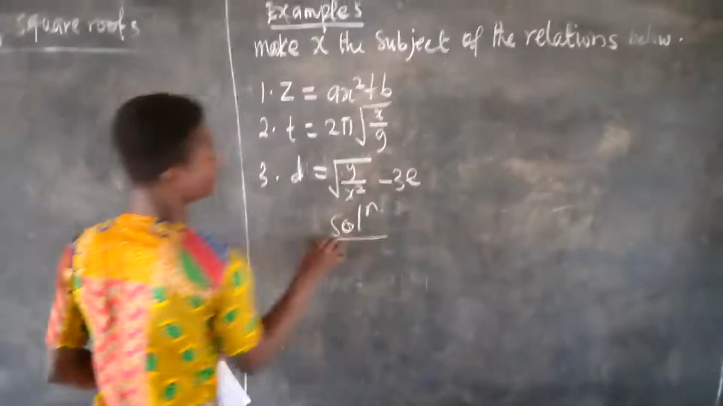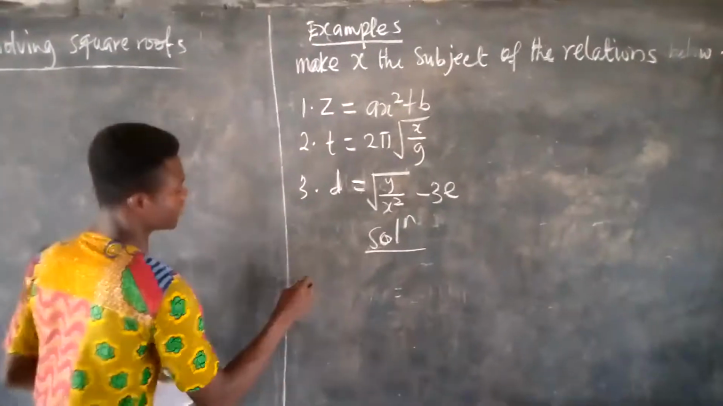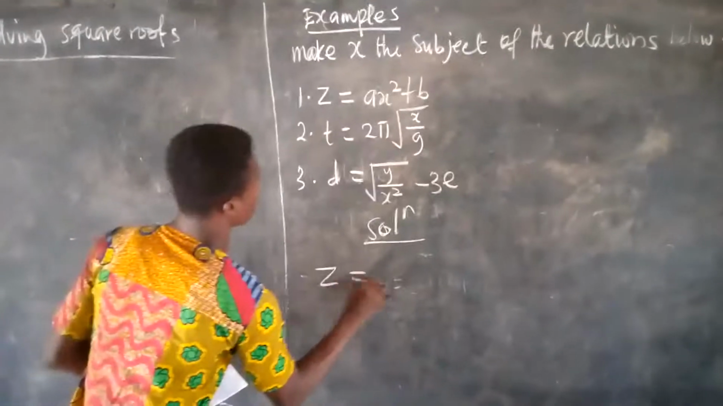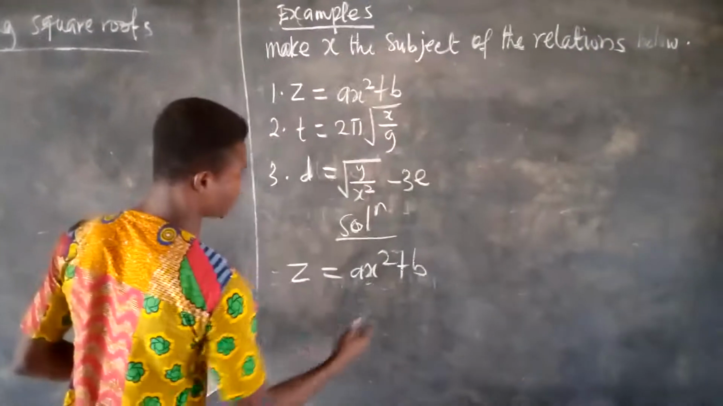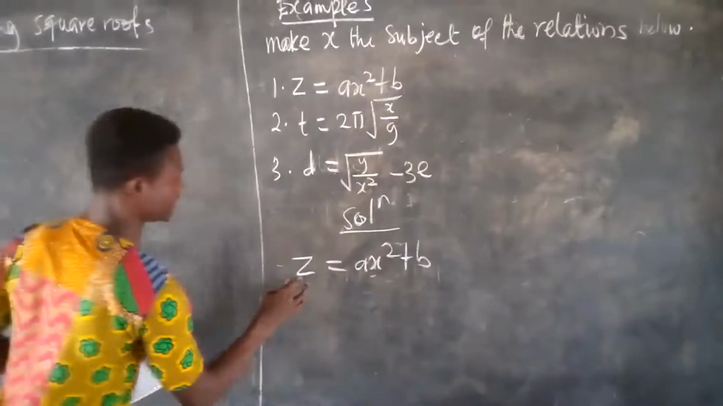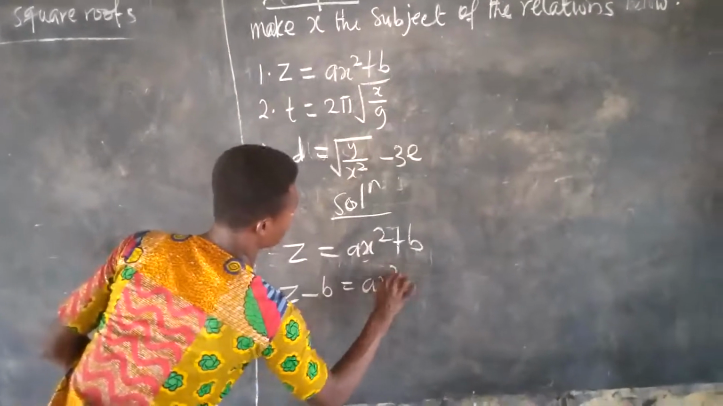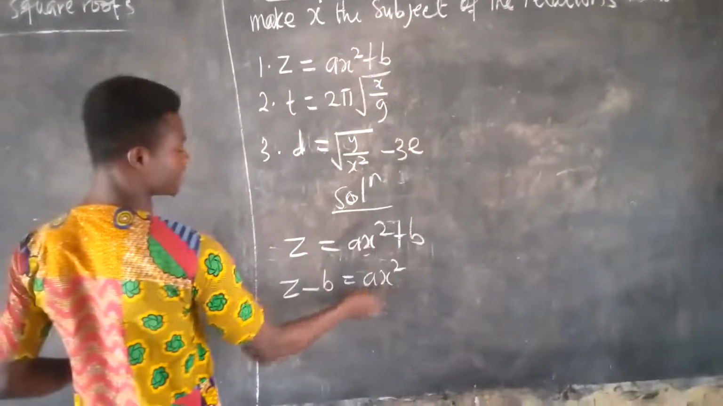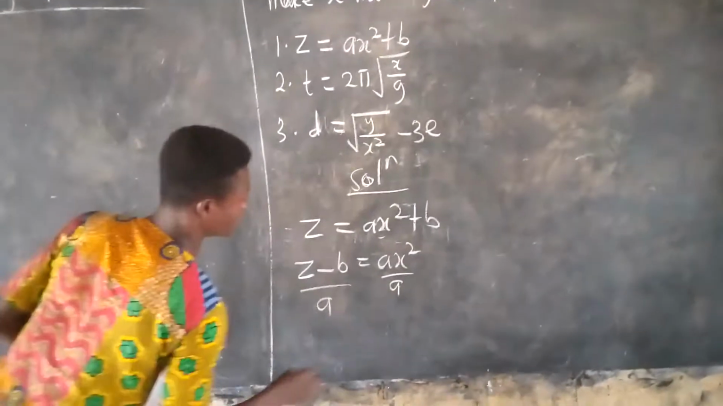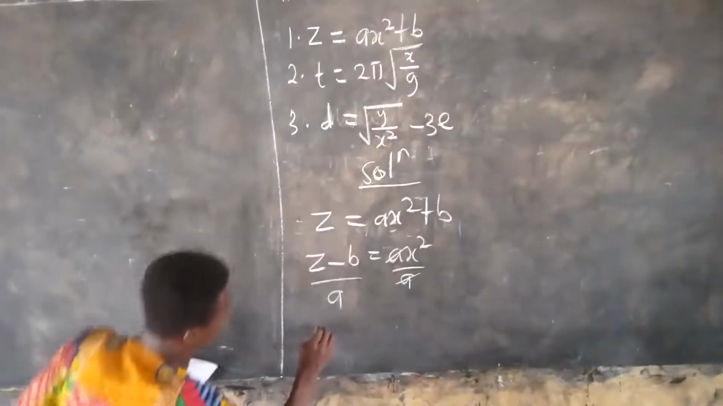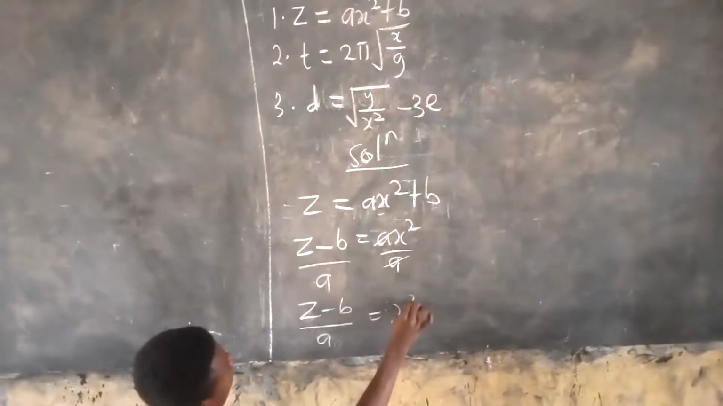So we are making x the subject out of the relations below. Let's try the first one. z is equal to ax squared plus b. We are making x the subject, so we group like terms. We send b to where z is. So I have z minus b is equal to ax squared. Because we just want x to stand alone, we divide the whole expression by a. So a will cancel a, and it will be left with z minus b over a is equal to x squared.